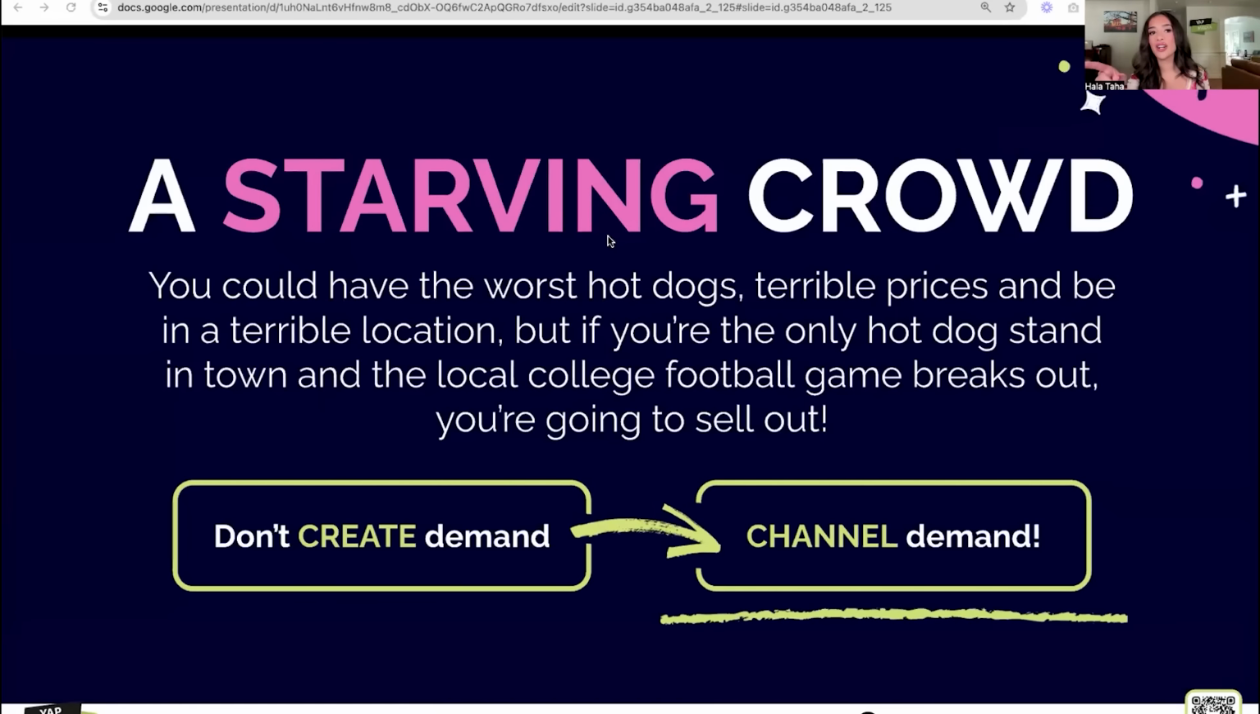The answer is a starving crowd. You could have the worst hot dogs in the world. They could taste like cardboard, be old meat, terrible, terrible prices, super expensive. You're charging $10 a hot dog. Terrible location. You've got a street cart, no branding, on the side of the street. But if you're the only hot dog stand in town and the bar closes down, people are starving, the local college game breaks out, you're going to sell out.